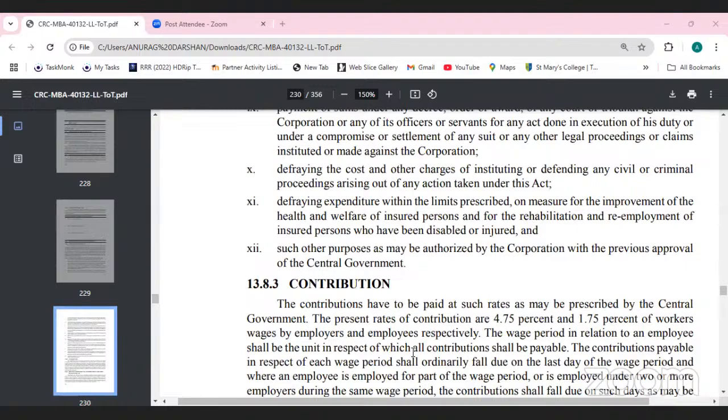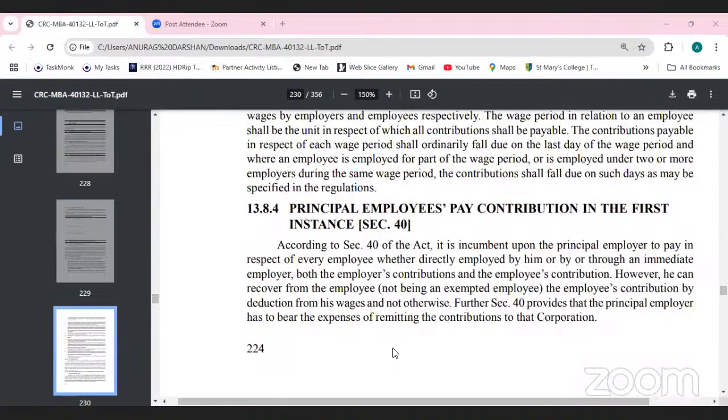Now, the contributions have to be paid at such rates as may be prescribed by the central government. The present rates are 4.75% and 1.75%. 4.75% will be paid by the employer and 1.75% will be the contribution made by the worker.